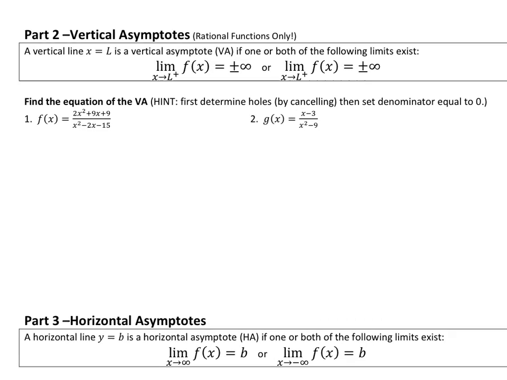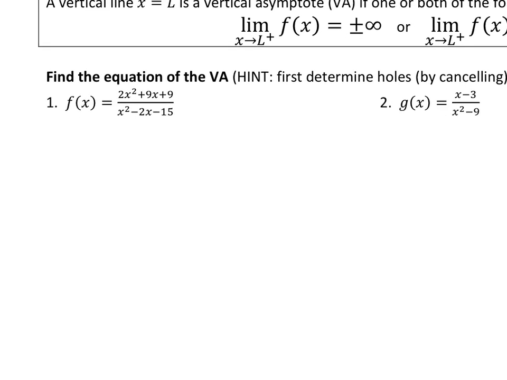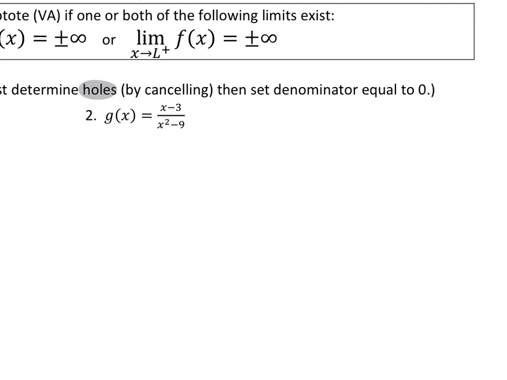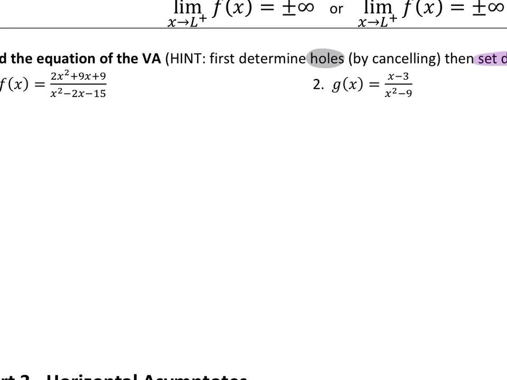So to find the equation of a vertical asymptote, and we've done this before, we're going to first determine if there are any holes by factoring and canceling. And then we're going to set the denominator equal to 0 to solve for that equation. Again, this is something we've done before. We did it when we studied rational functions. It's just been a minute.